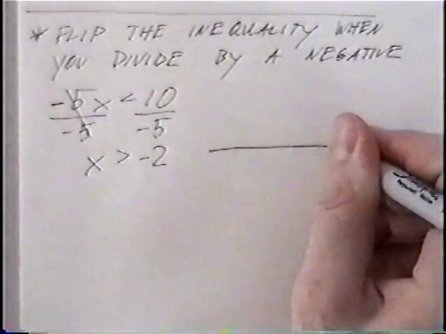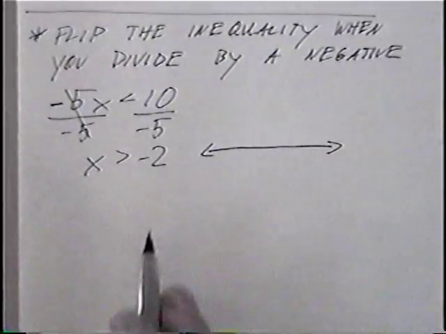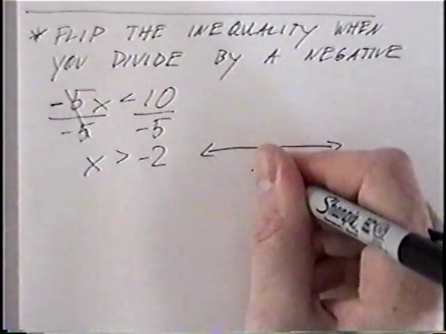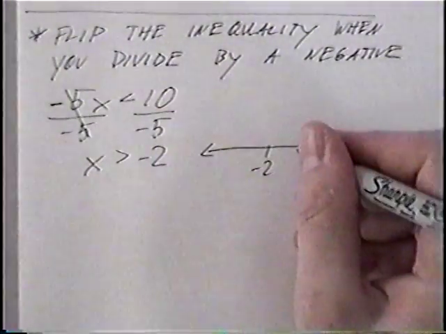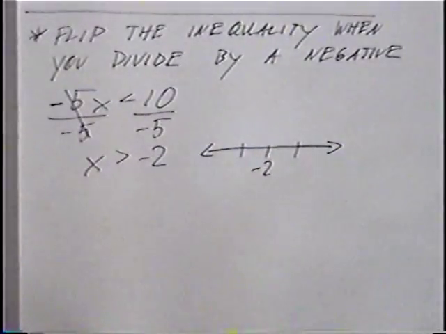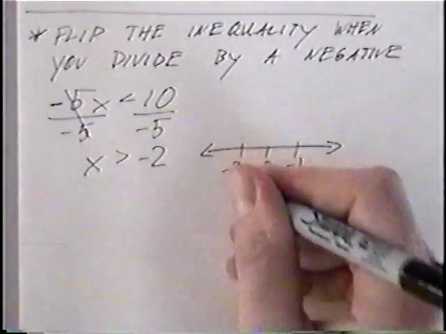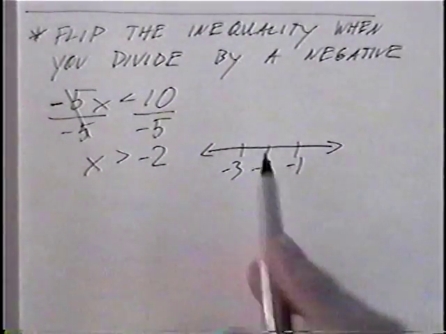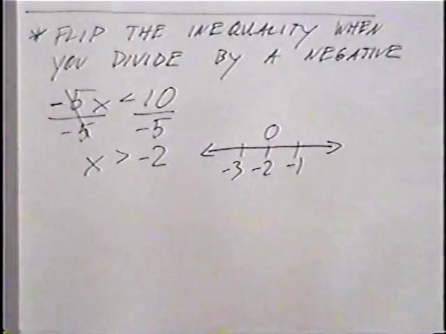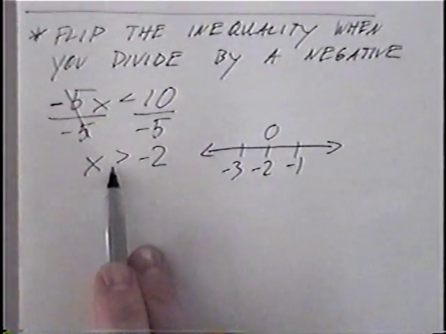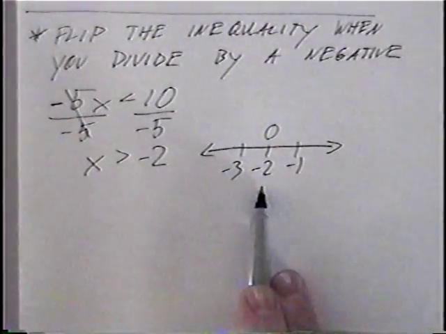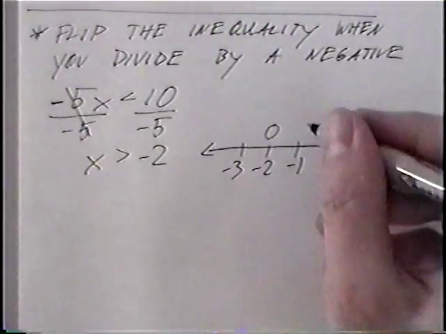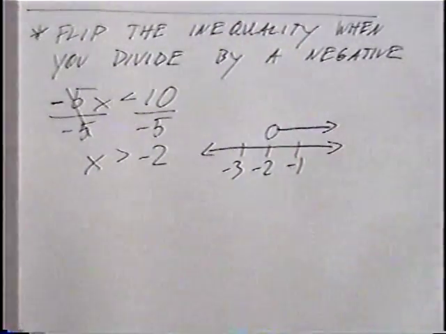To graph this, we can draw a number line. The number we're graphing, negative 2, we can put in the middle. One number to the right and one number to the left. That would be negative 1 and negative 3. The symbol is greater than. Greater than would be an open circle. X is greater than negative 2, so we want the numbers bigger than negative 2, which will go to the right.